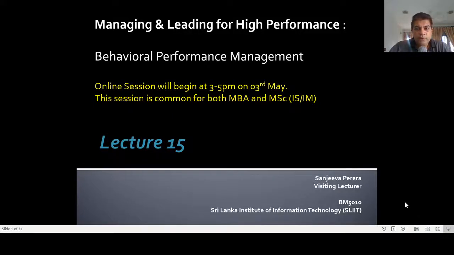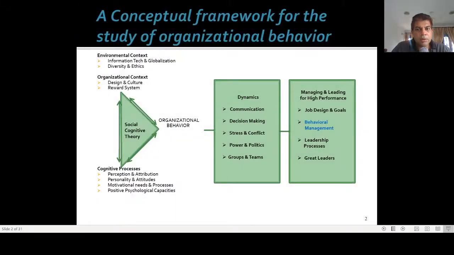Dear students, today we are going to discuss behavioral performance management, otherwise called organizational behavior modification. This comes under how to manage and lead high performance organizations. In order to do that, we have studied the ways and means of job design and goal setting, and today we are going to look at the behavioral management part of organizational behavior.